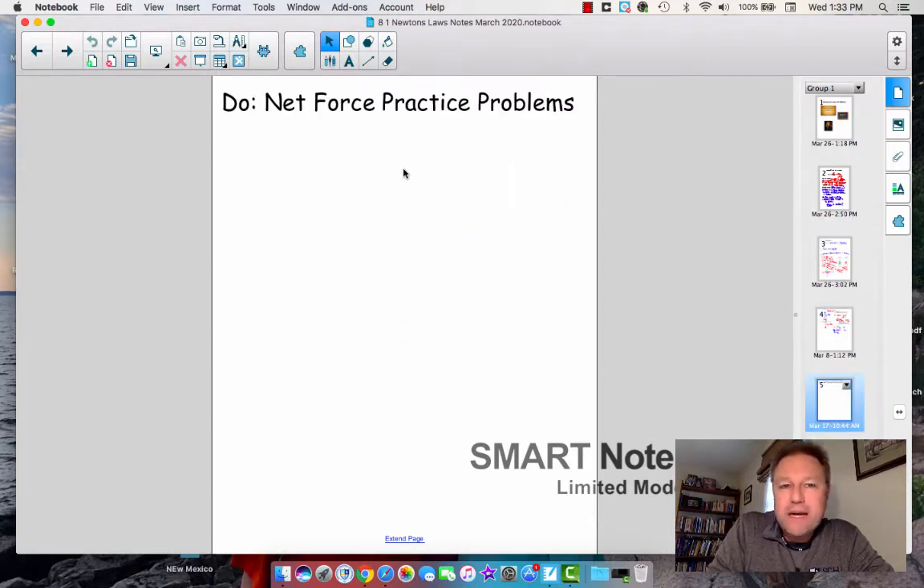At this point, we did a couple net force practice problems. When you added the arrows or subtracted the arrows, remember doing those? Those problems were also reviewed from mechanical energy, but that's what we did then.